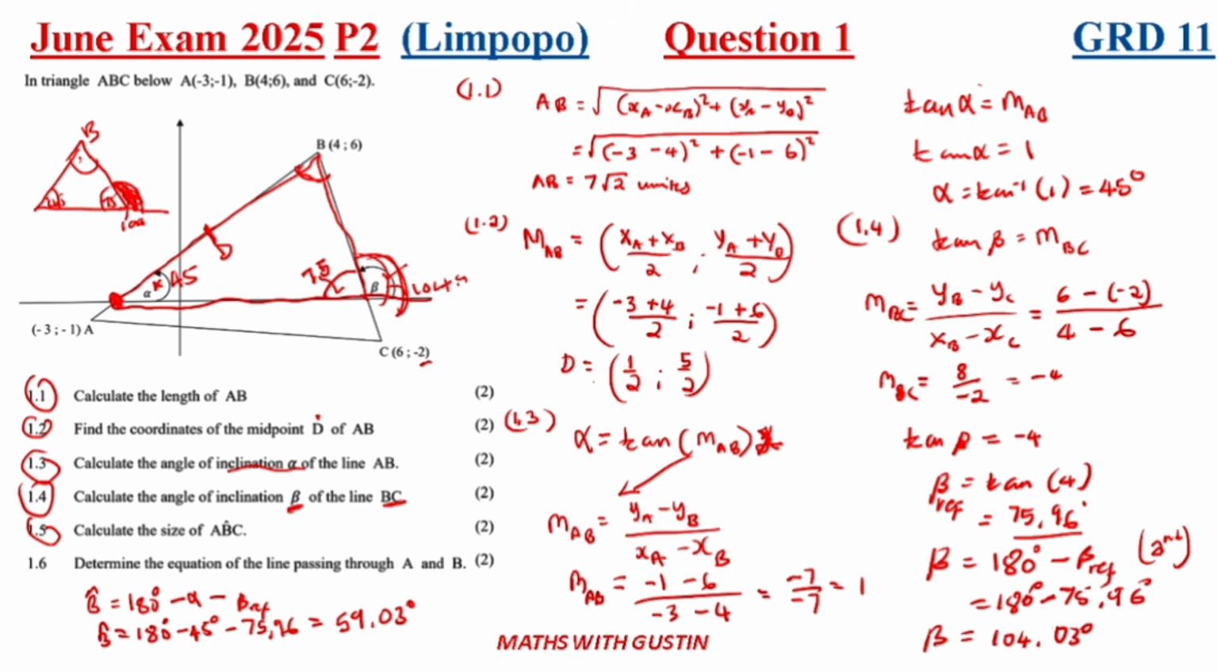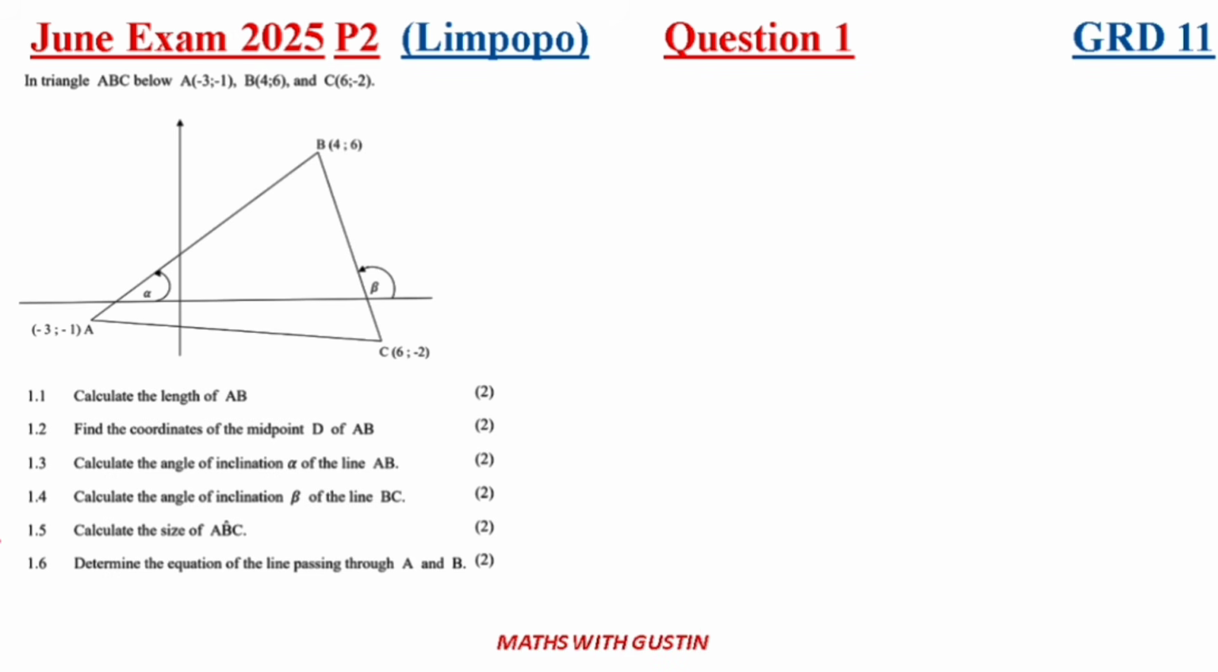Let's move on to 1.6. 1.6 says here, determine the equation of a line passing through AB. Line passing through AB. Okay, so this is the equation of a line passing through. So this line is like that.